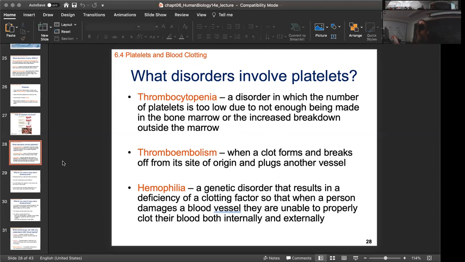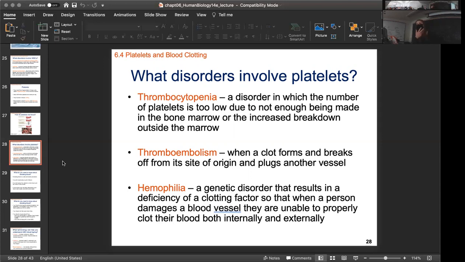The first one, thrombocytopenia, is a disorder in which the number of platelets is too low, so you just don't have a lot of platelets. So it's essentially like you just showed up to the soccer game with not enough players on the field, not enough being made in the bone marrow, or it's an increased breakdown outside the bone marrow. So it's either happening on the beginning of the process or the end.